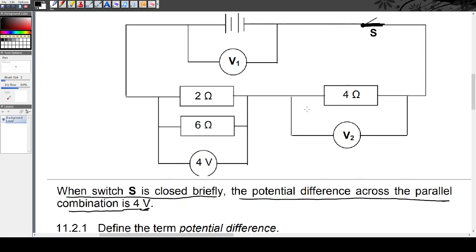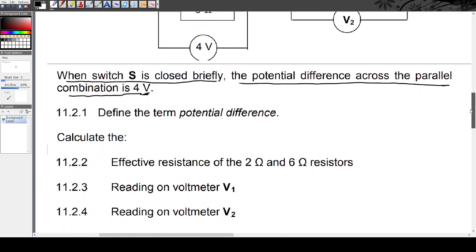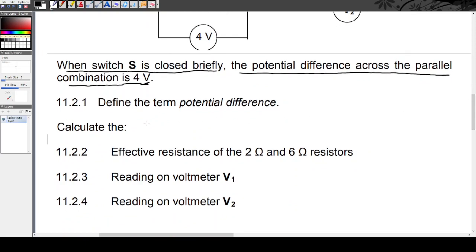Let us not waste time. Then in V2, sorry, I don't know what I was saying or was trying to say. The first question, I was trying to read the first question.